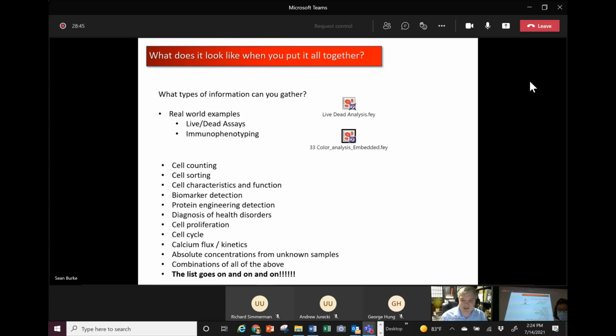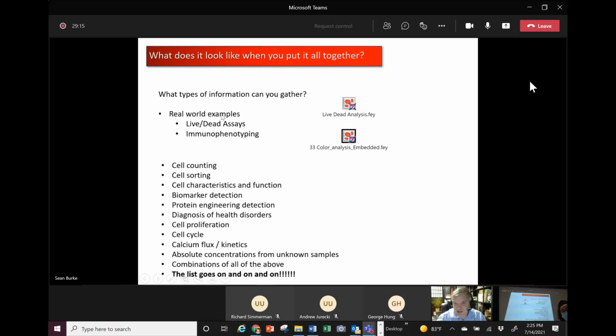You can count cells, you can look at cell characteristics and functions, you can detect biomarkers, you can look at proteins going up and down, diagnosis of health disorders. A lot of cancers are diagnosed using flow cytometry. You can look at how cells proliferate, how cells progress through cell cycle, how they live and die, right? So that list just goes on and on and on, and that's why flow cytometry really permeates a lot of what you're going to be doing in the sciences.